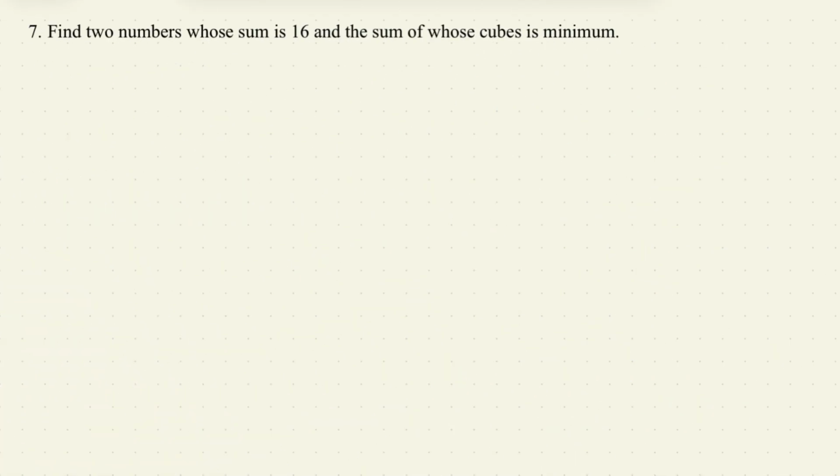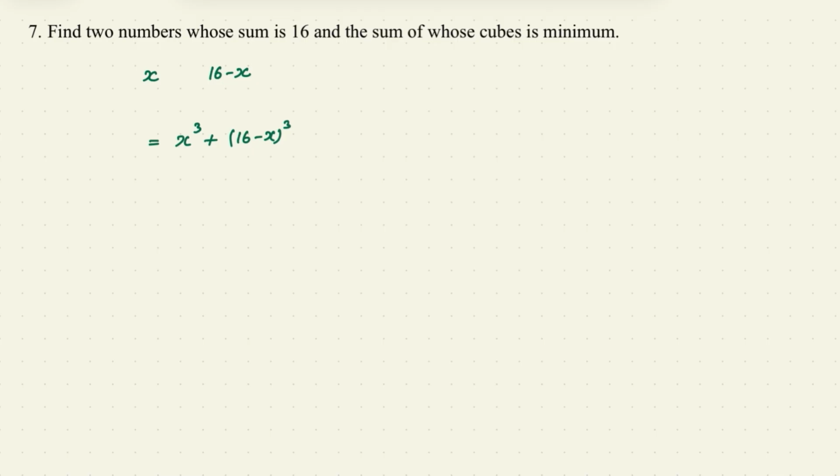Find the two numbers whose sum is 16 and whose cubes is minimum. So let the two numbers be x and the other number be 16 minus x, because their sum should be 16. So the question is saying that the sum of their cubes should be minimum. So let us cube the first number, then I'll get x cube, and cubing the second number I'll get 16 minus x whole cube, and their sum should be minimum.